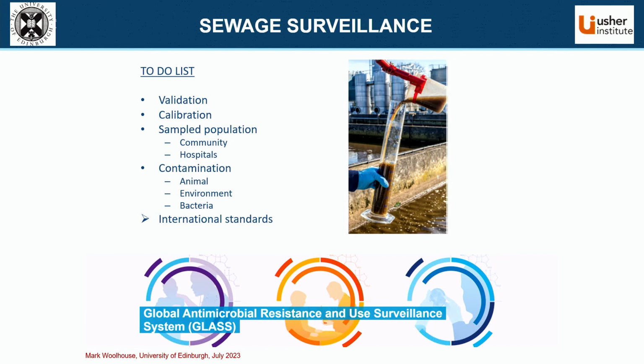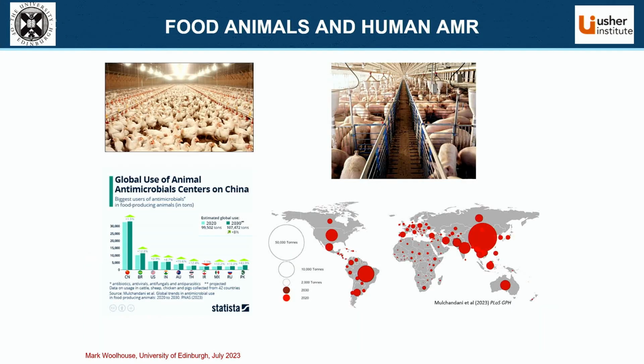I think we could set up quite straightforwardly some international standards for using sewage surveillance as an additional tool for a program like GLASS to monitor AMR. I think we're far enough down the track that we can say that with some confidence. I hope it happens. Now, let's turn to food animals and their relationship with antimicrobial resistance in humans.